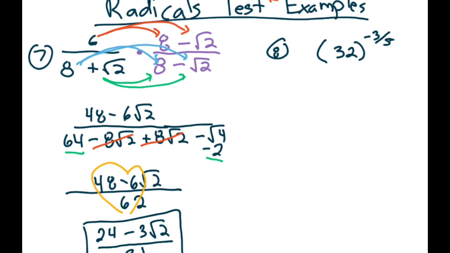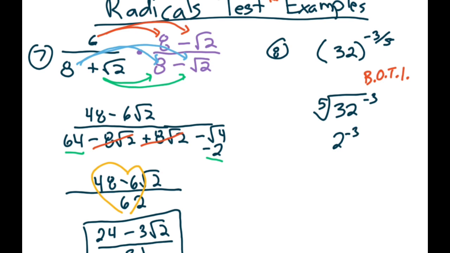Now 8, I notice I have a fractional exponent, so I'm thinking to bow tie this problem. So the bottom goes out. This is the 5th root of 32 to the negative 3rd power. And I like to do the root part first. So the 5th root of 32. Well, the 5th root of 32 is 2. So this becomes 2 to the negative 3rd power.